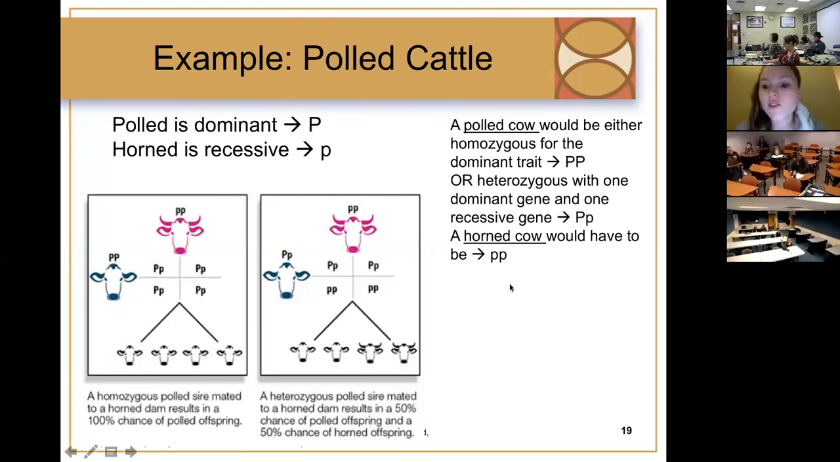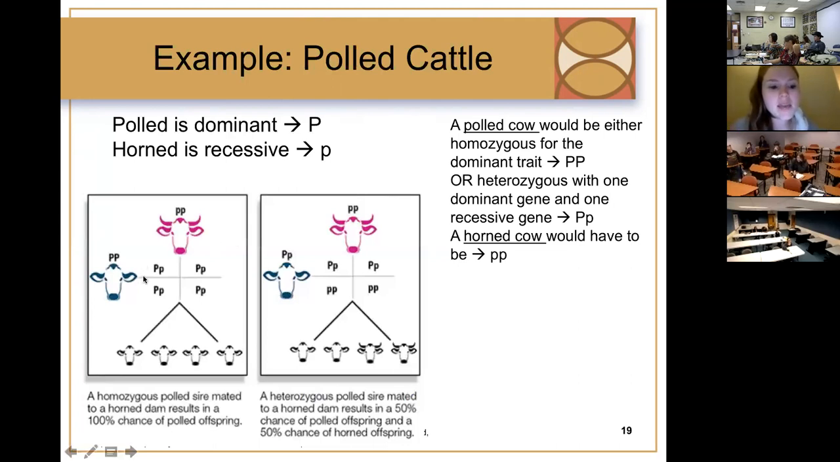So in order for a cow to have horns, because horned is recessive, you can't have a big P in there. You have to have little p, little p. You have to have two of the recessive in order for the cow to have horns. So that's how that works.